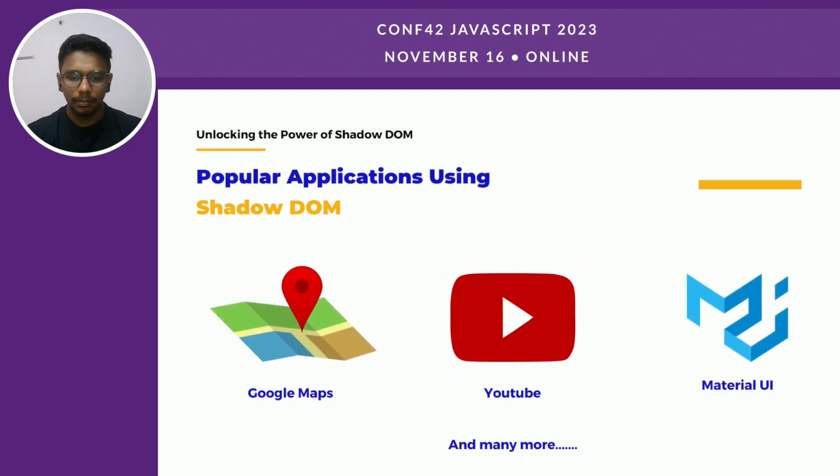Shadow DOM has been embraced by some of the most popular web applications, including YouTube, Google Maps, and even Material UI. YouTube utilizes Shadow DOM for its video player, ensuring that your custom styles don't break the player's layout. Google Maps uses Shadow DOM to encapsulate the Maps component, providing a seamless integration experience.